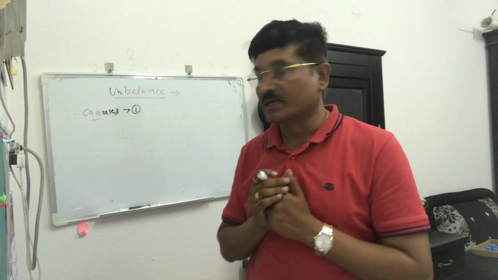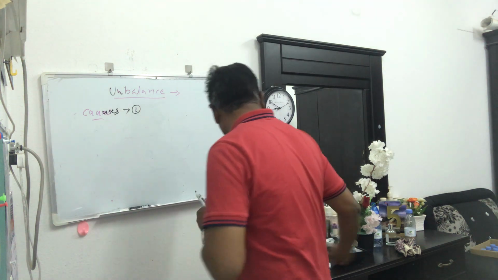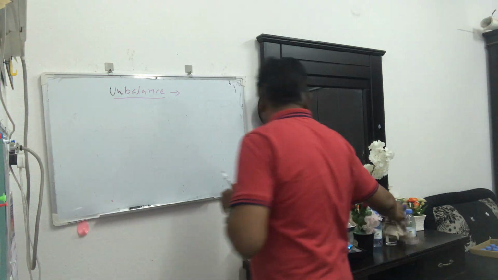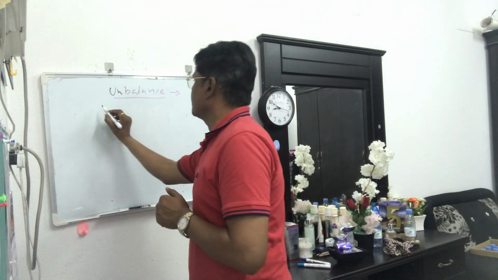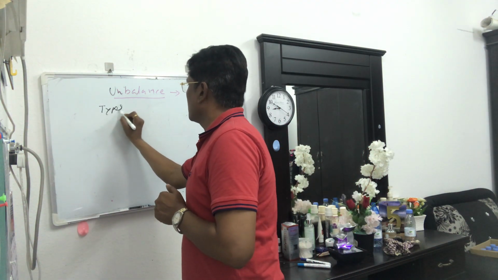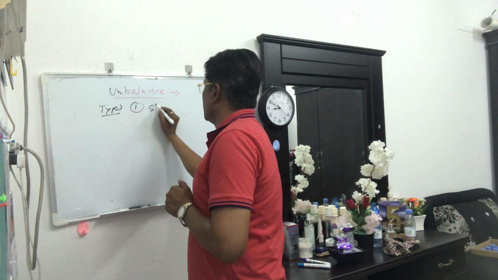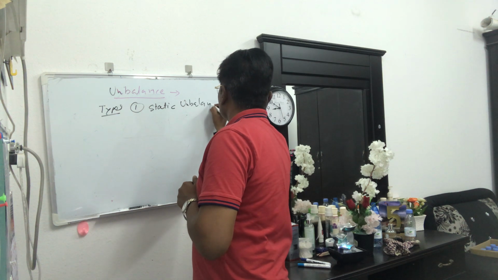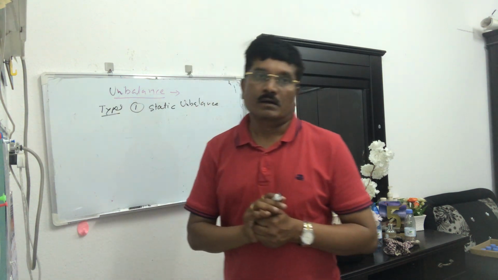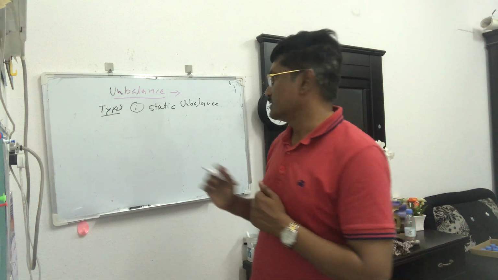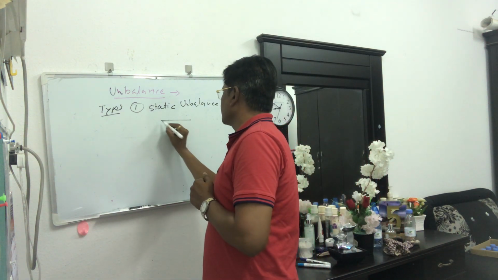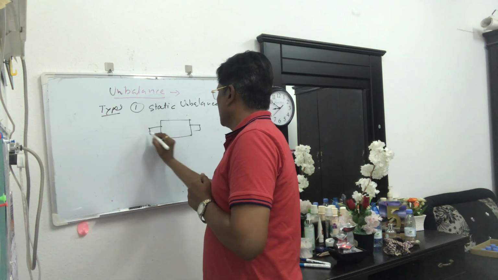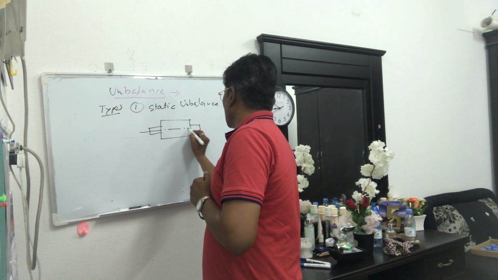What are the types of unbalances? First type is static unbalance. What is the scenario in a static unbalance? Suppose this is our rotor. This is its geometrical center line.